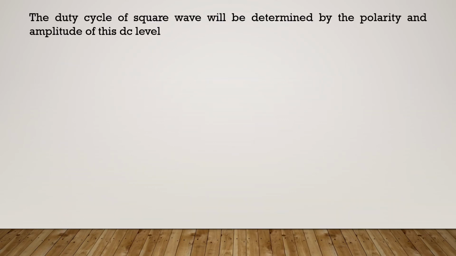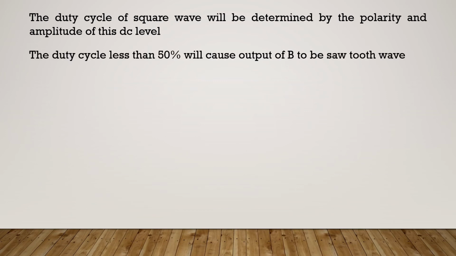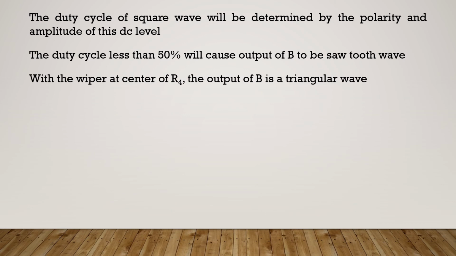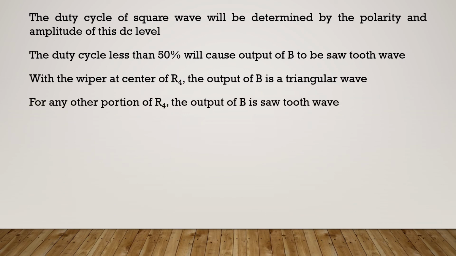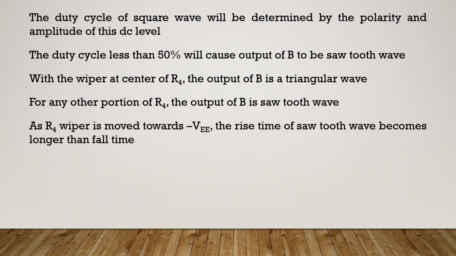The duty cycle of the square wave will be determined by the polarity and amplitude of this DC level. A duty cycle of less than 50% will cause the output of B to be a sawtooth waveform. If the duty cycle is equal, then we get a triangular wave. With the wiper at the center of R4, the output of B is a triangular wave. For any other position of R4, the output of B will be a sawtooth wave.